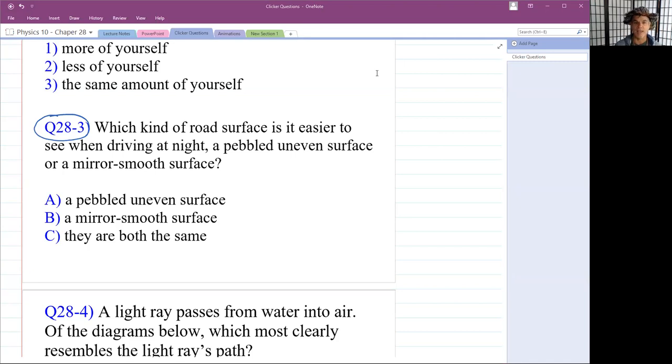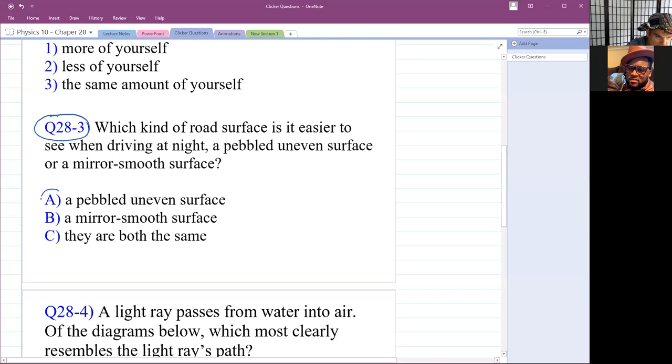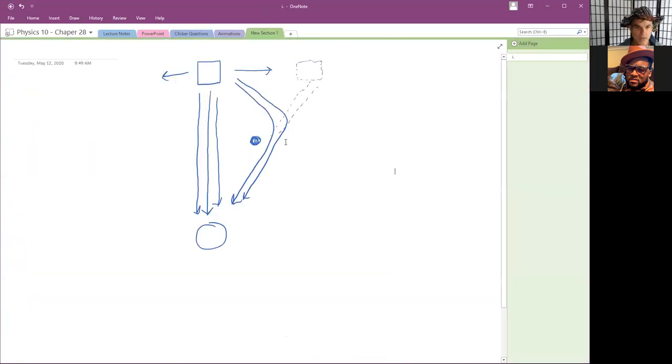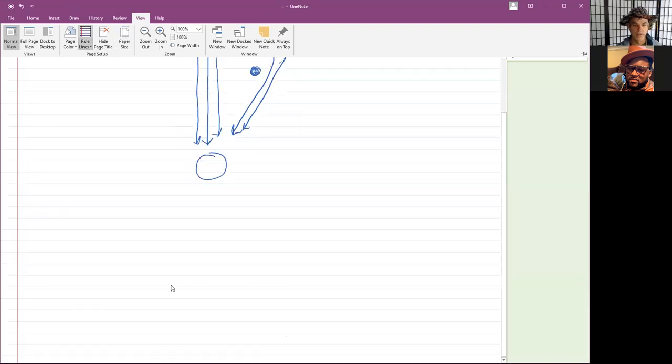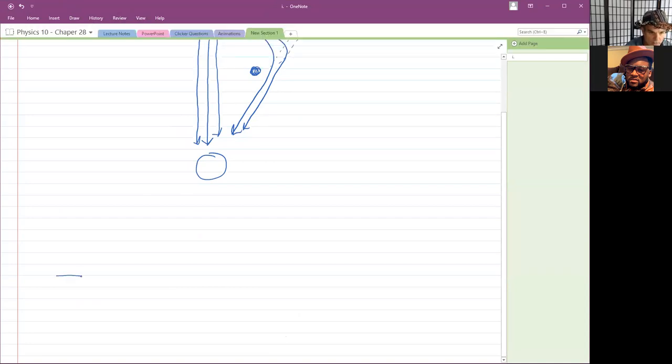Everybody says a pebbled uneven surface. And the answer is A. Drum roll, please. The answer is A. And let me kind of show you a little picture of why. Let's draw view. Let's do some line rules here. Okay, so let's say that here's the road. Here's the car.